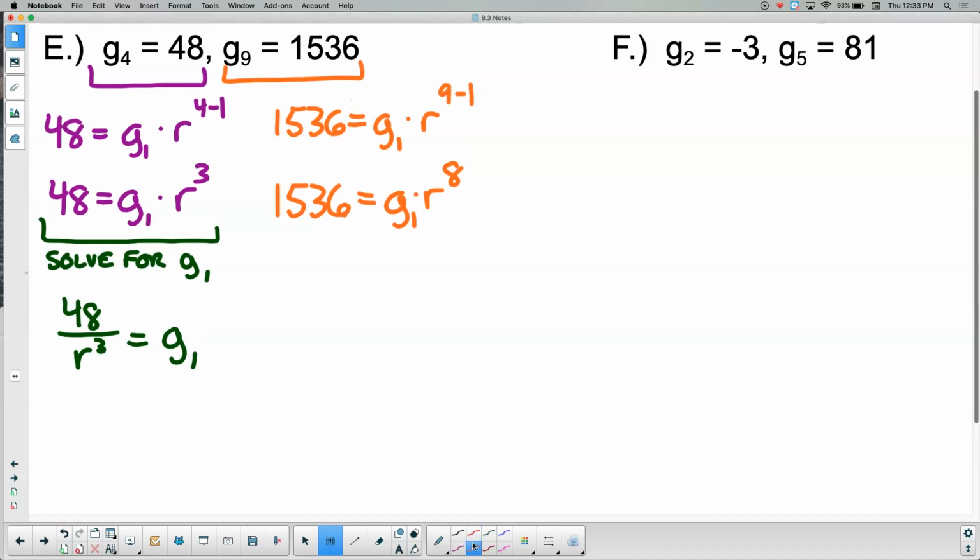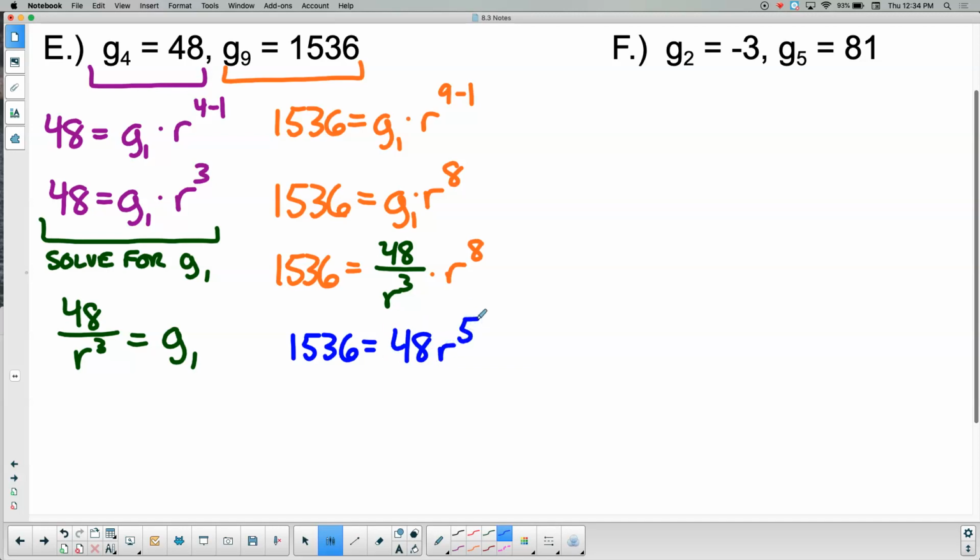Now what I'm going to do is take that and plug that in for g sub 1 in my other equation, thus allowing me to solve for r. If I do that, I get 1,536 equals 48 r to the 5th power.